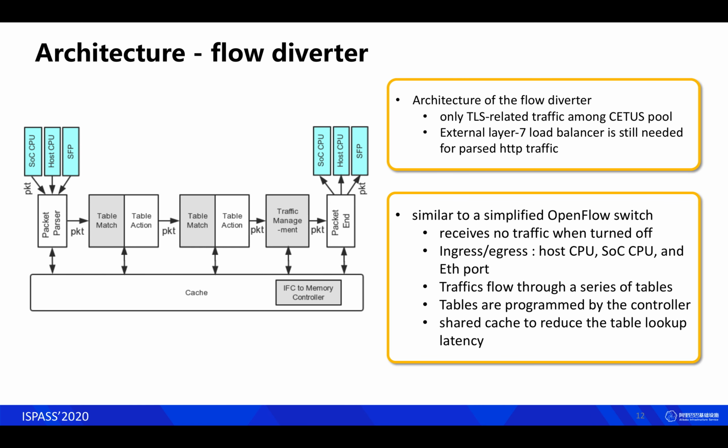Now let's take a closer look at the flow diverter. The flow diverter is not intended to replace the layer 7 load balancer. Instead, it coexists with the layer 7 load balancer and only aims to balance out the TLS-related traffic among the CETUS pool, which may further spill over to the application servers. The structure of the flow diverter is similar to a simplified OpenFlow switch, and the traffic flows through a series of OpenFlow tables.